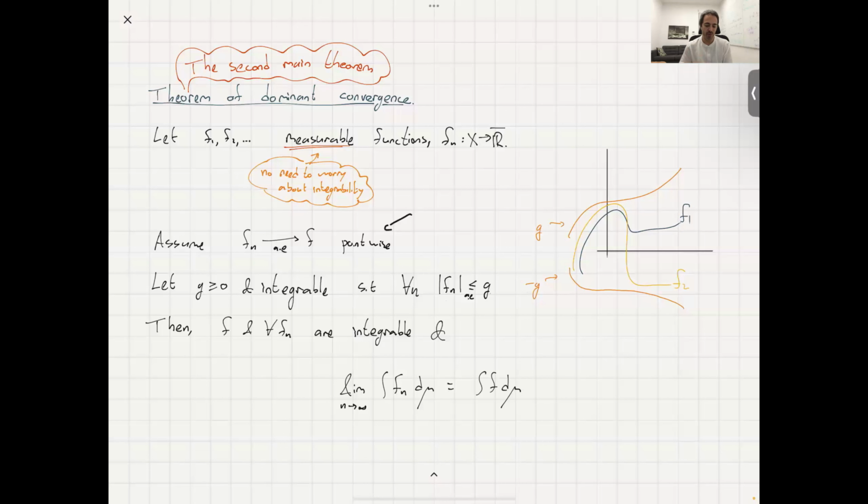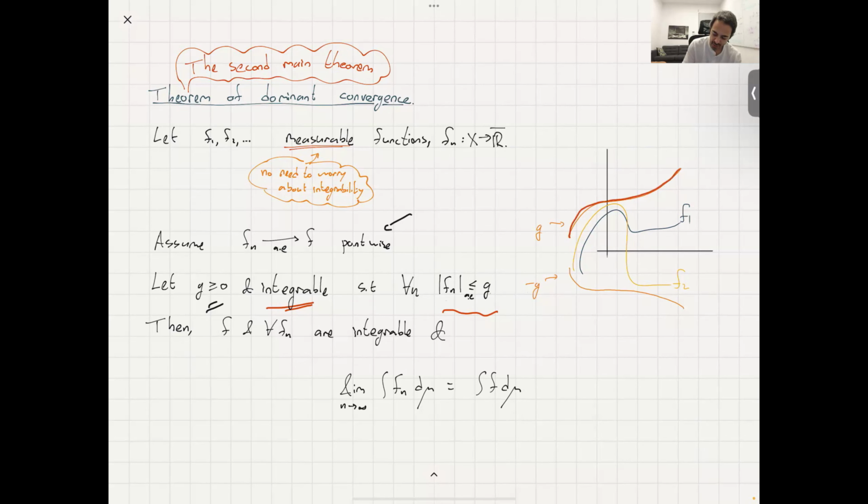Okay, but now comes the point. Let's say that there is another function g. It should be a non-negative function, and it should be integrable. That's the same thing as saying that it's non-negative and measurable and the integral is finite, right? And assume that it dominates all the functions. So pointwise, almost everywhere, for every n, the absolute value of fn is smaller than g, right? So this is the picture.